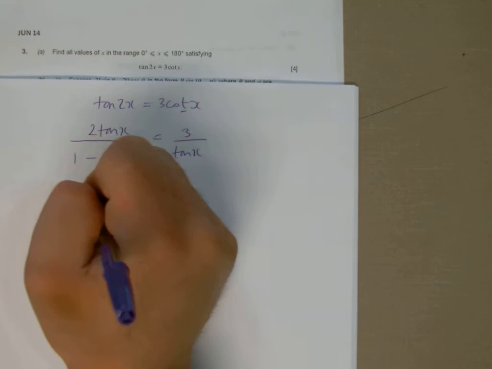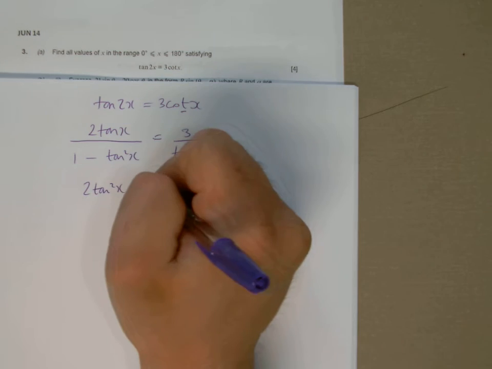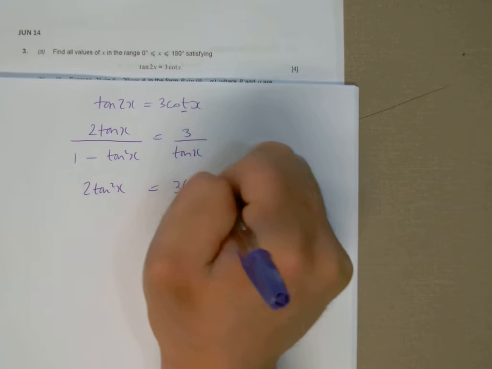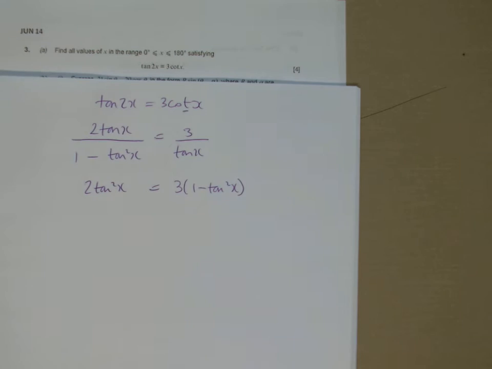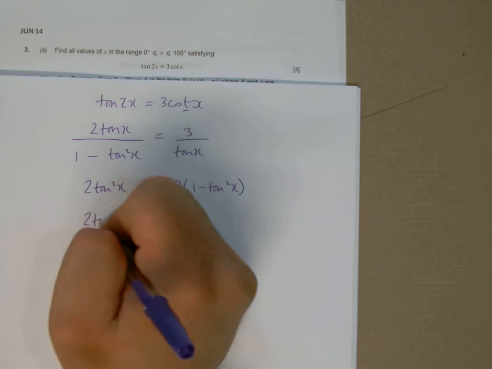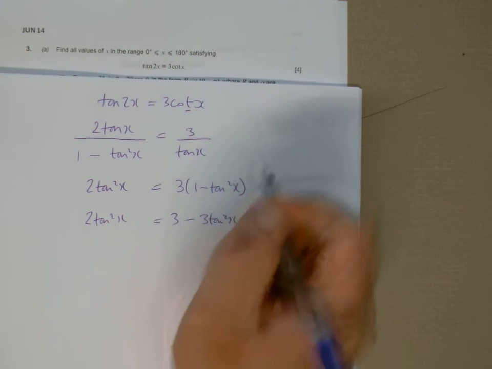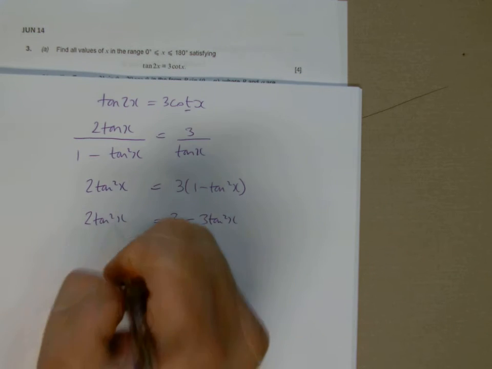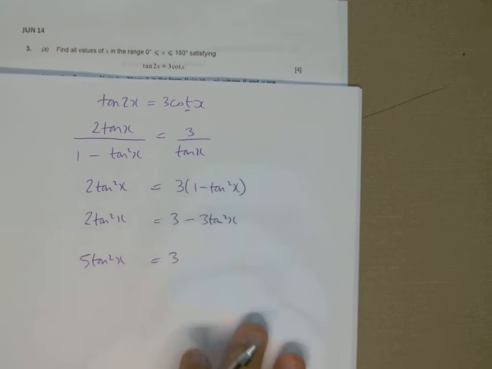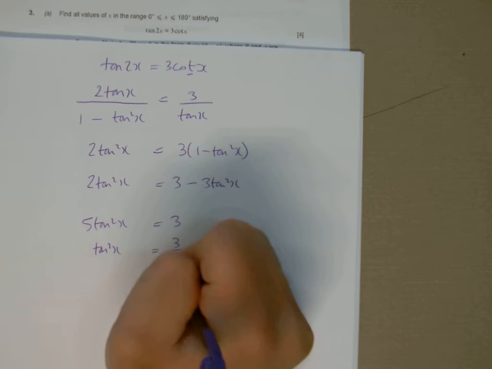So I have 2 tan squared x, because tan x times tan x will be tan squared x. And then take this bottom over the other side and times. Okay, so I get that like that, right? Then I'll multiply this out. 3 minus 3 tan squared x. Take that over to the side. So I end up having 5 tan squared x on this side equals 3. Take the 5 over, so it'll be 3/5.